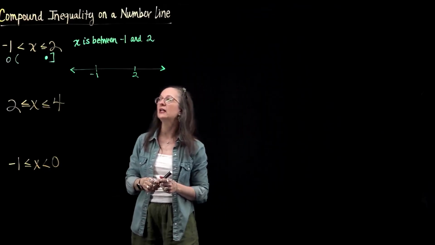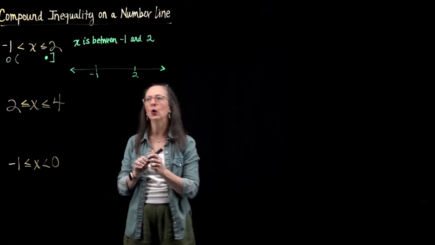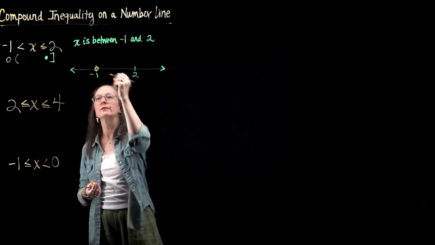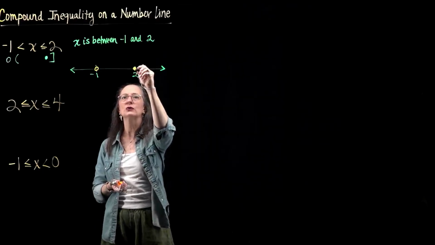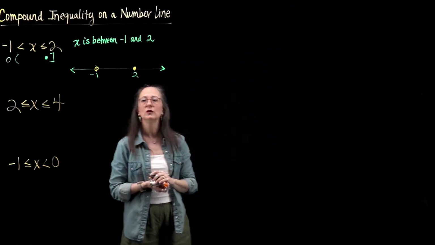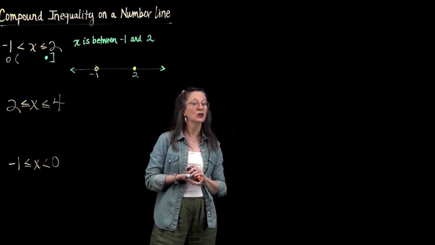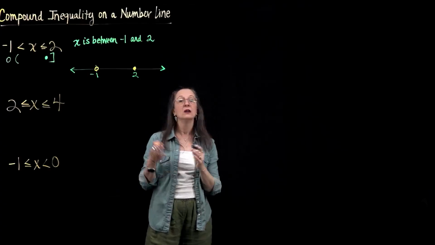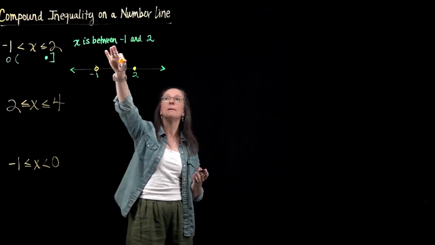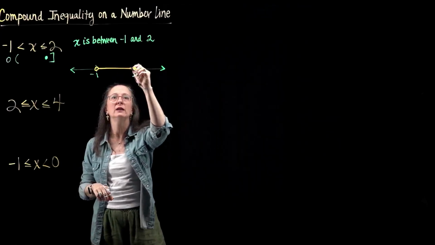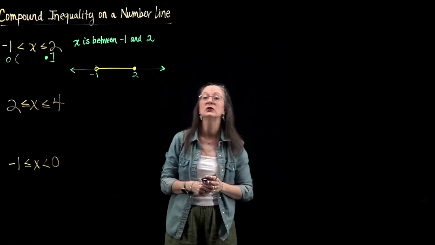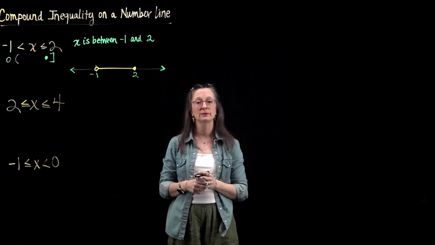All right, on the -1 side, I'm going to have an open circle. On the 2 side, I'm going to have a closed circle. So I'll put an open circle where I have -1 and a closed circle at 2. And remember how we read it? x is between -1 and 2. So we are going to shade the part of the line that is between those 2 circles.